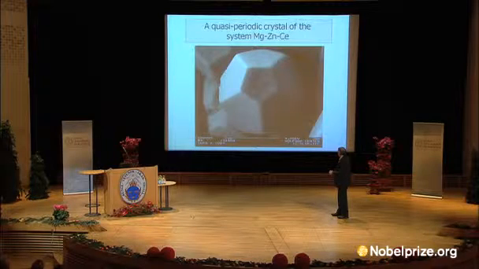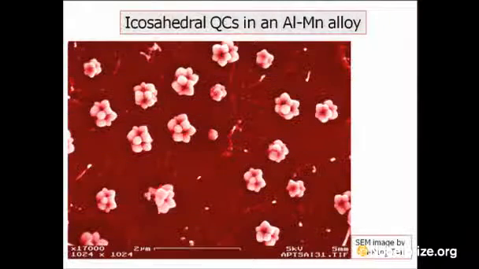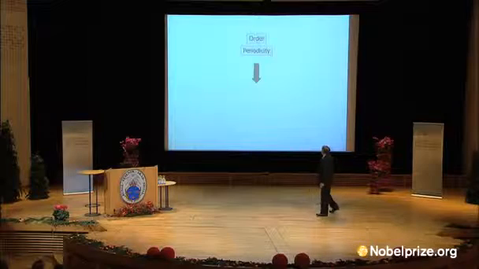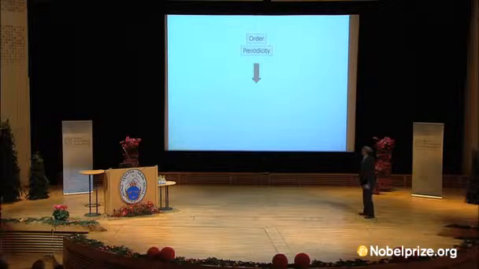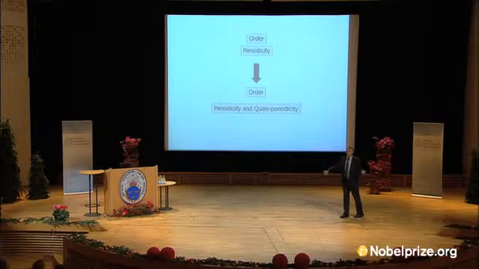And this is a three-dimensional view of a quasiperiodic material, and this is based on the magnesium-zinc-cerium system, and it was grown in my laboratory, and we have been doing this many times. Okay, and here are some other examples. So, while before, order was a synonym for periodicity, now we had a new definition, and order could be either periodic or quasiperiodic. The field has opened.